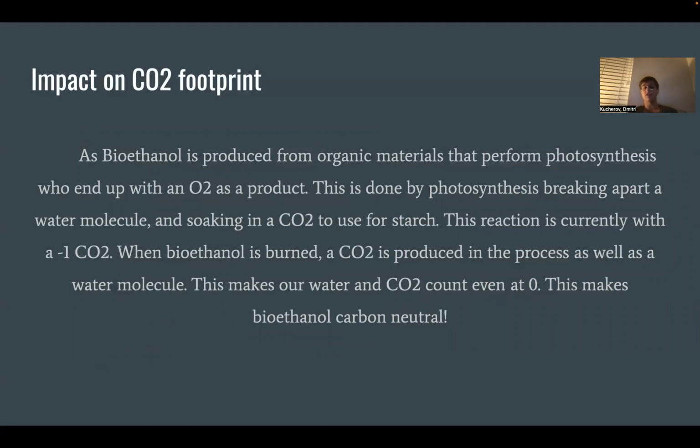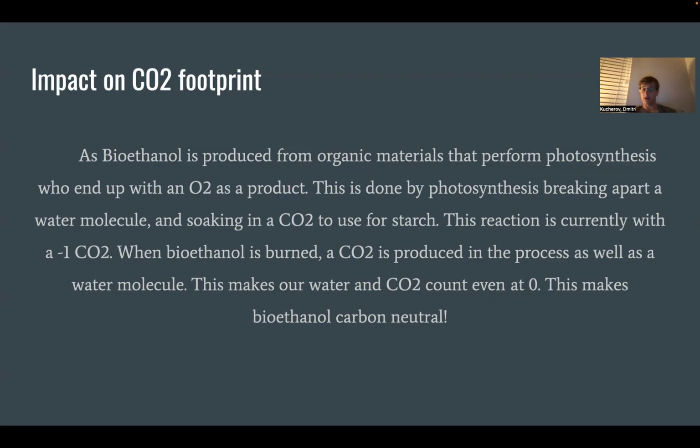As bioethanol is produced from organic materials that perform photosynthesis, we end up with an O2 product, right? You create oxygen by splitting that water molecule in the light reactions of photosynthesis. It also takes in that CO2 to then break the carbon and use it in glucose production through the Calvin cycle. And so you're taking in a CO2, giving out an O2, so good. So we're -1 on CO2.